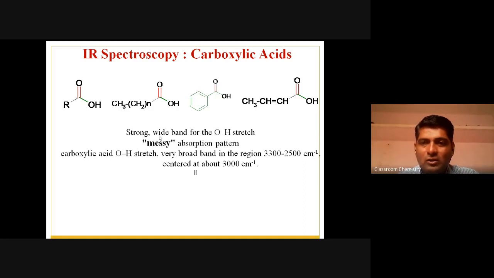But the OH of alcohol is above 3000 centimeter inverse. So this is the difference between the OH of alcohol and OH of acid. In acid, the band starts from 2500 to 3300. But in OH of alcohol, it starts above 3000. So this is the difference. And this broad band is centered about 3000 centimeter inverse.